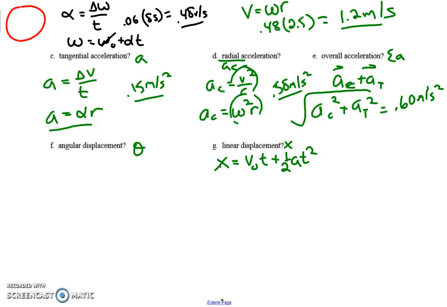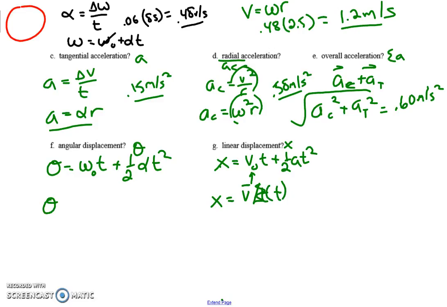So on the angular side, we would call x theta. That's going to equal the angular counterpart to this, omega naught t plus 1/2 alpha t squared. And that's one way I could do it. I could also say from here, x is average velocity times time. Excuse me, that should be multiplied by time. And I could also say here that theta is average angular velocity multiplied by time, where the average is the initial plus final divided by 2. And the same thing would work here.